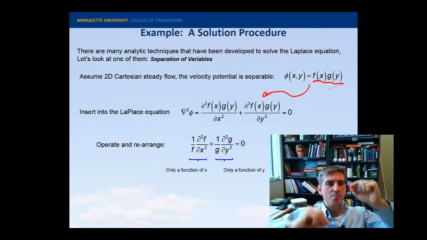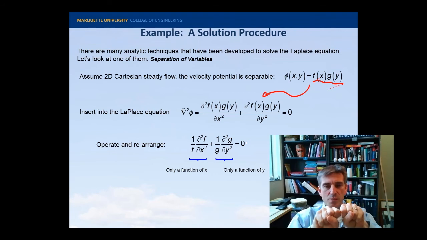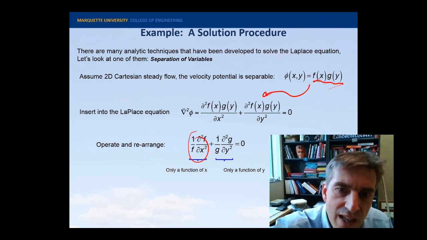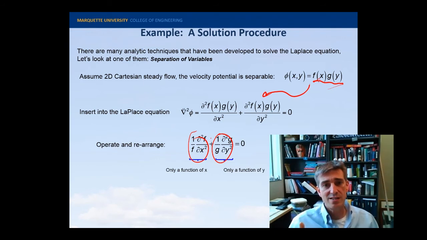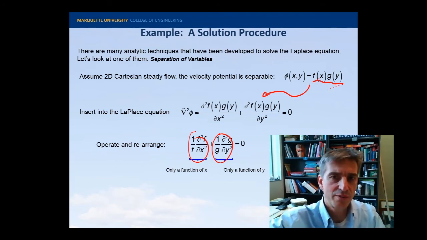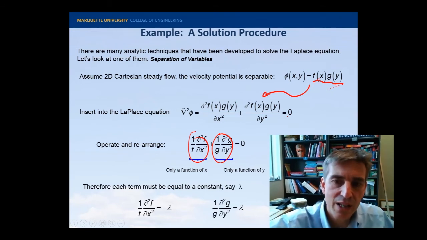So how can it be that both of these can do whatever they want, yet the sum of these two terms is always 0? Well, the only way that can happen is if each individual term, if this and this are both equal to a constant such that they sum together to 0. And that's the crux of separation of variables, right? So this allows us to take this original partial differential equation and separate it into two separable ordinary differential equations. So each term then has to be equal to minus lambda.